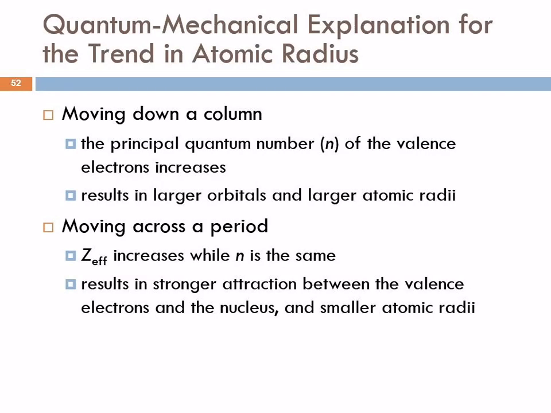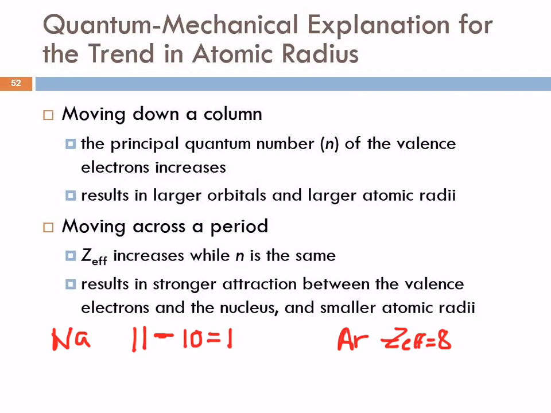So let's look at sodium and argon. We already figured out for argon that the effective nuclear charge was 8, right? Z effective equals 8. What's the effective nuclear charge for sodium? Well, how many electrons does sodium have? 11. So Z is 11, and how many core electrons are there? 10. So the effective nuclear charge for sodium is 1.